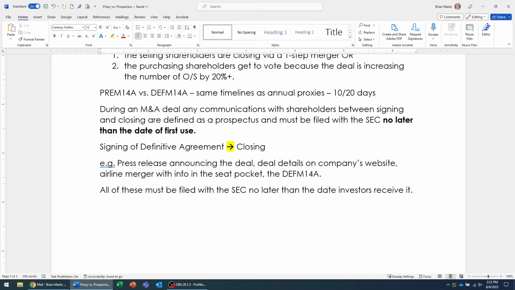So you have a proxy anytime there's a vote, and you have a prospectus that relates to any communications with the public between signing and closing of the transaction.